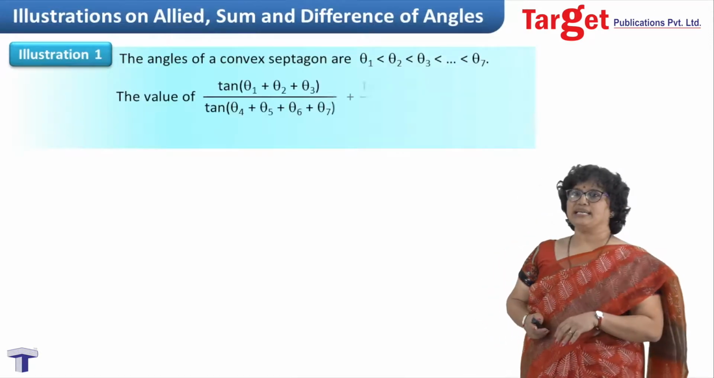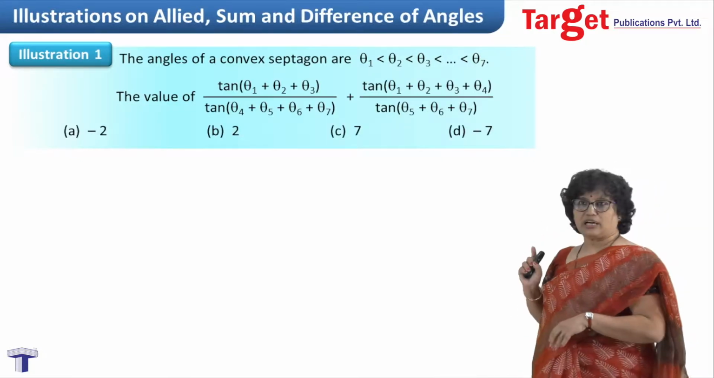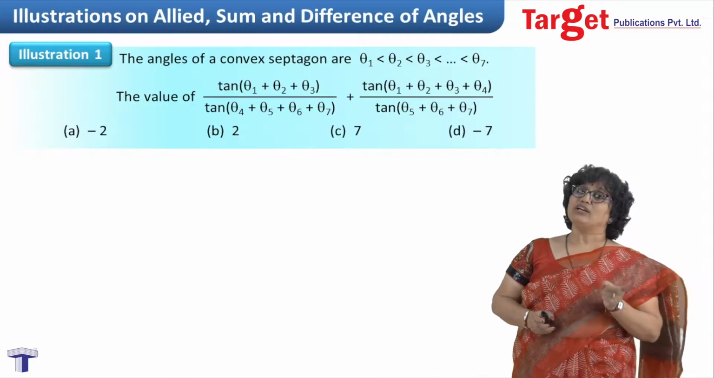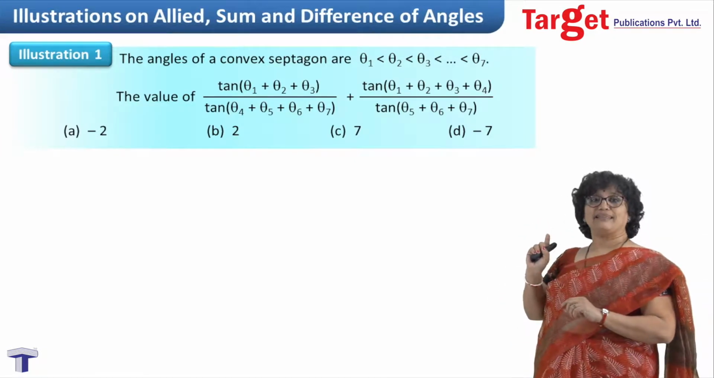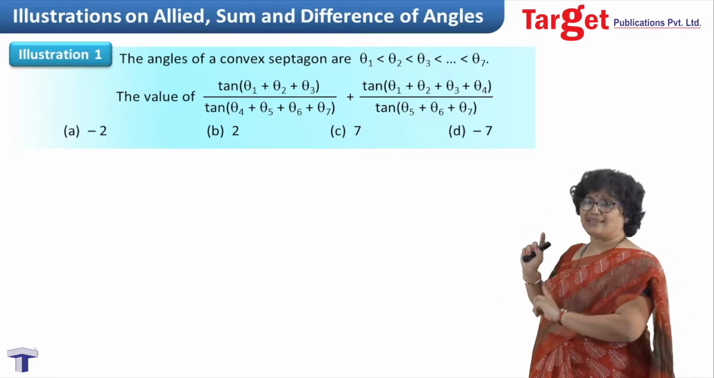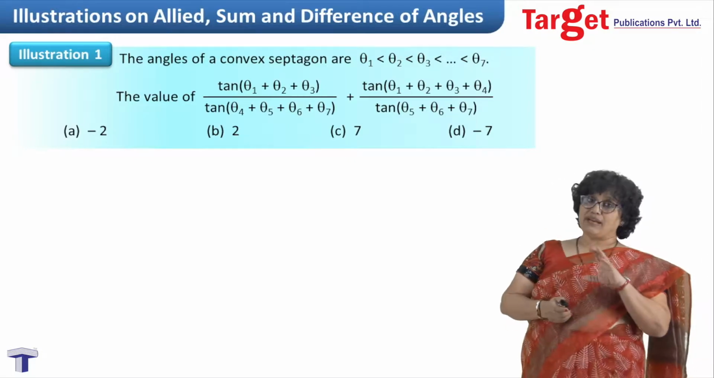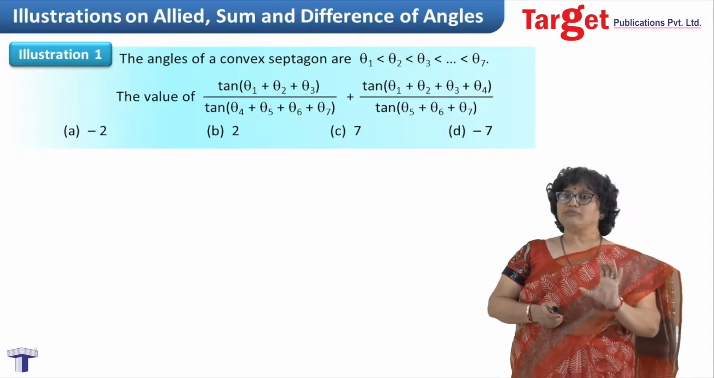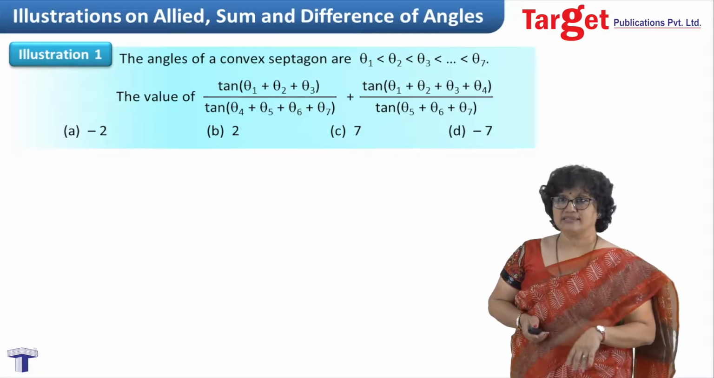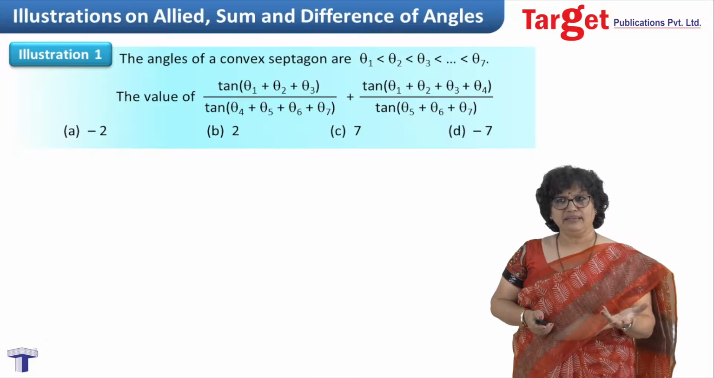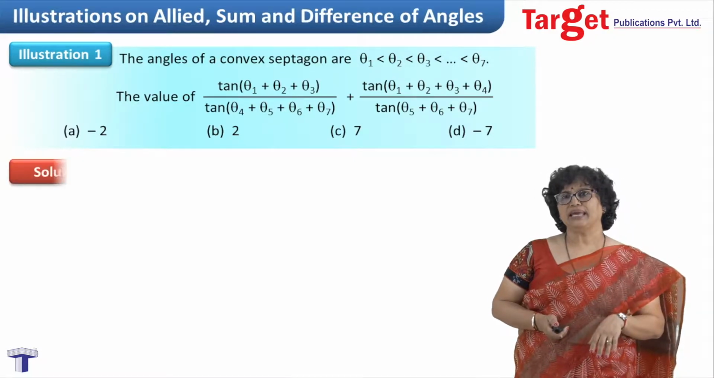Now, my first question is, the angles of a septagon are theta 1 to theta 7, but in the order theta 1 less than theta 2 less than theta 3 and so on up to less than theta 7. And we have to find the value of the expression, which is again given in terms of tan of the sum of the angles. And 4 options are given and we have to mark the correct option.